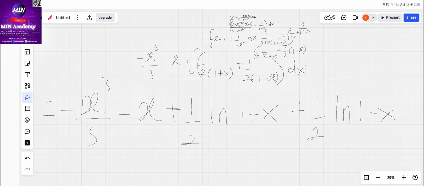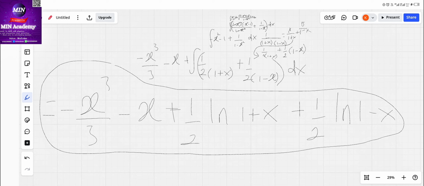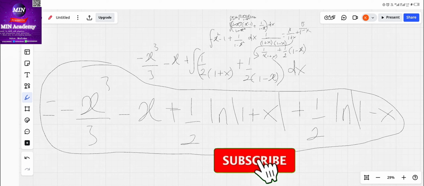I'm going to explain in some other video why 1 over 1 plus x gives us ln of 1 plus x. But for now, just know that the integral of 1 over 1 plus x is ln of 1 plus x, where ln is log to the base e, and e is an exponential function. So this is our final answer here.